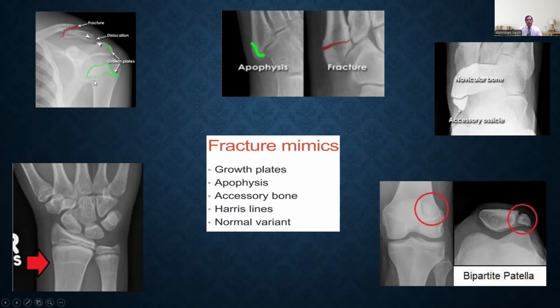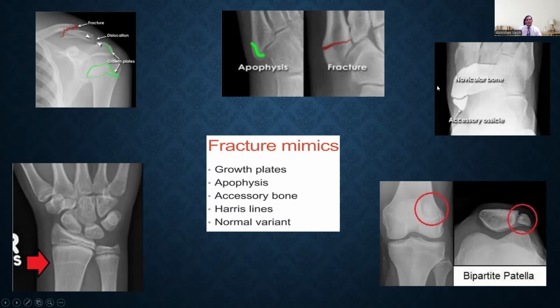Growth plates. If it is a child, definitely you can see the good open growth plates, but sometimes in adults there is a scar of growth plates once they are fused. So keep in mind that the scar of fused growth plates can be normal, and it's not necessarily a fracture. Then the second thing which you should keep in mind is apophysis. Apophysis is a normal variant. The third thing is accessory bone. The most common accessory bone seen is the accessory navicular.